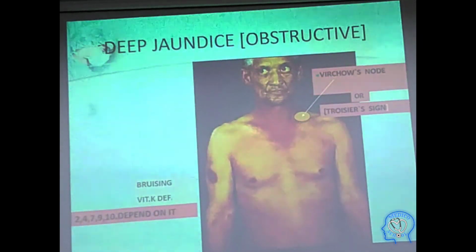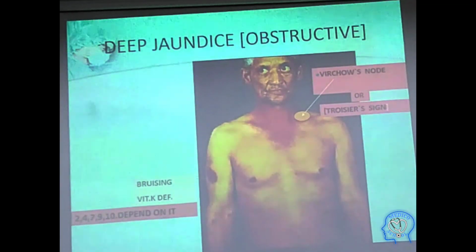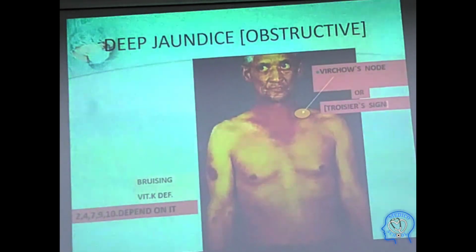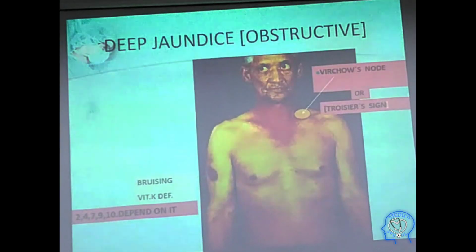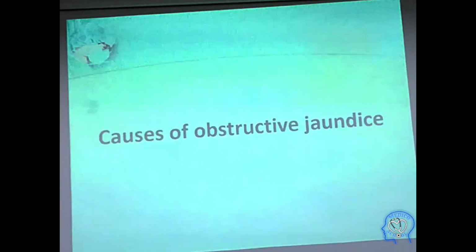If a patient is having deep jaundice, you can also see bruising, which is due to vitamin K deficiency and deficiency of clotting factors 2, 7, 9, and 10. And Virchow's node is present in the left supraclavicular region, and it is also called Troisier's sign. You can also differentiate normal urine from the dark colored urine which the patient is complaining of.